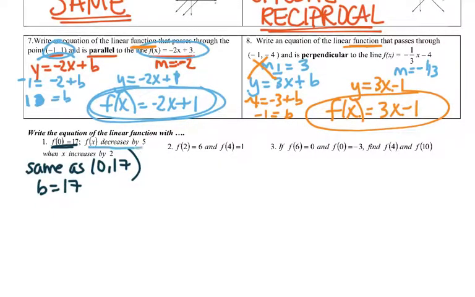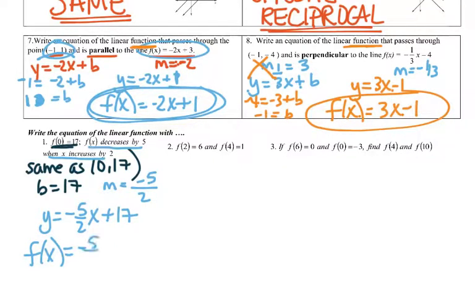Here it says y or f of x decreases by 5 when x increases by 2. What are they talking about? Right, the slope. Change in y over change in x. So it's y equals negative 5/2 x plus 17, or better answer, best answer you have to have, f of x equals negative 5/2 x plus 17.